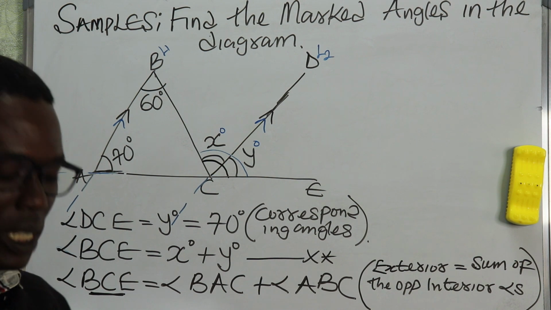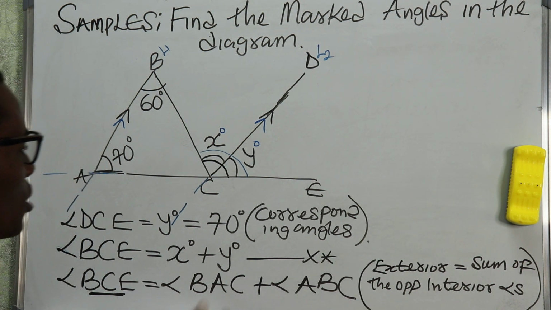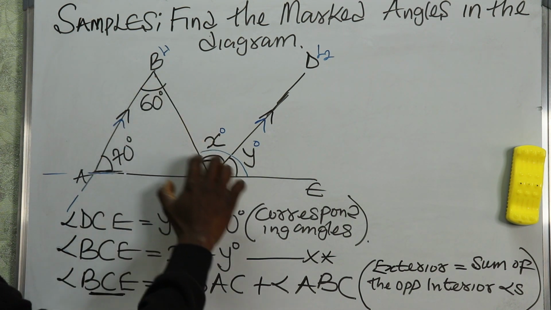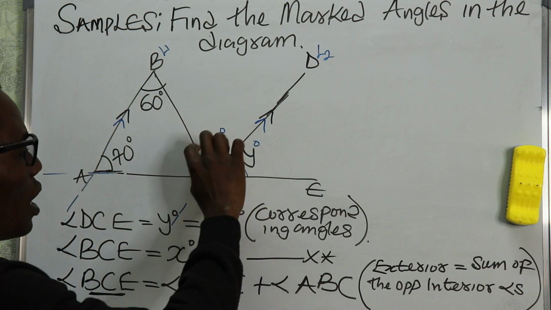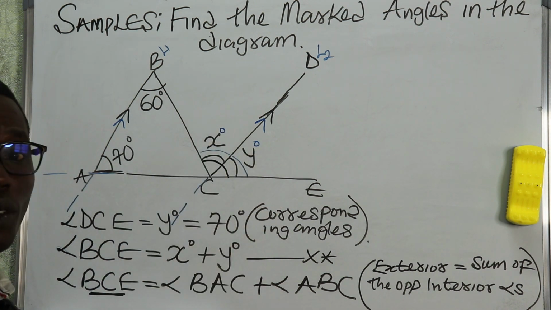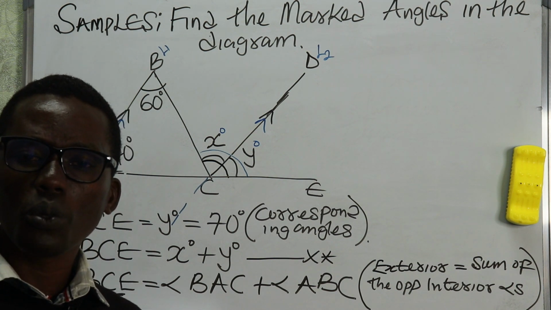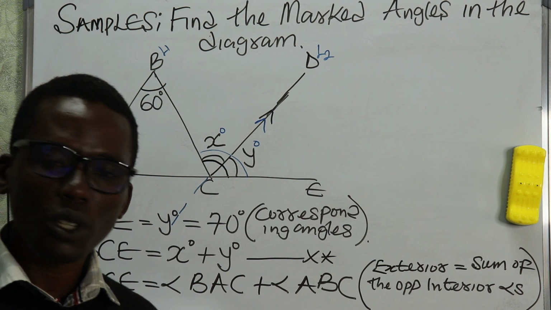So according to that rule, we can use that rule in solving this. The exterior angle to these two angles, they are interior angles to this triangle, and this is an exterior angle. And according to the rule, exterior angles are equal to the sum of the opposite interior angles.